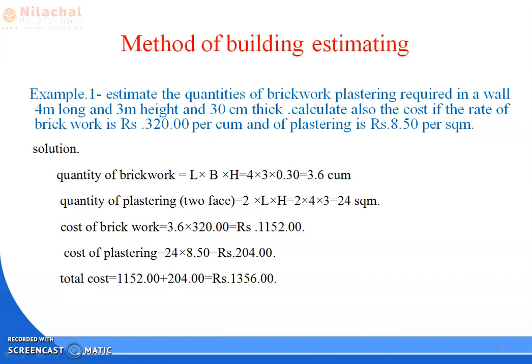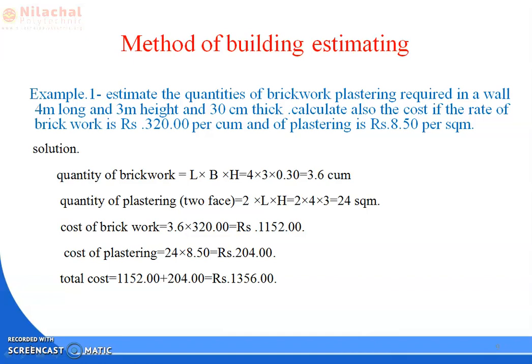First of all, what is the formula for the quantity of brickwork? Length into breadth into height. Length is 4 meter, breadth is 3 meter, height is 0.30 meter. Then quantity is equal to 4 into 3 into 0.3, which is equal to 3.6 cubic meter. Then we go through the plastering part.